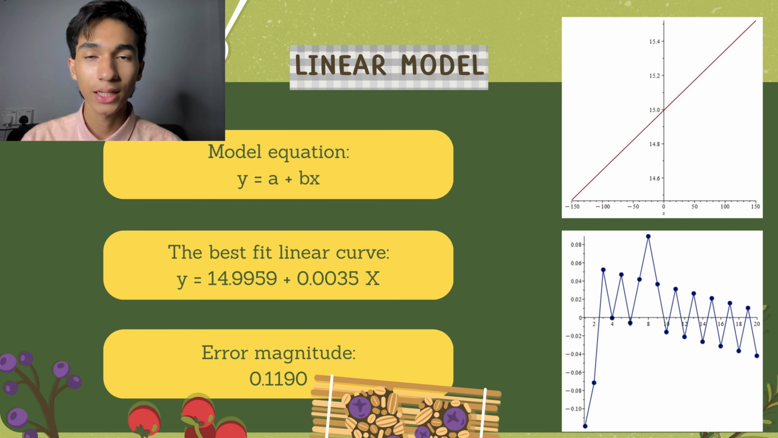So now, let's take a look at the linear model. The linear model follows the form y equals a plus bx. For my dataset, the best fit linear curve was y equals 14.9959 plus 0.0035x. The error magnitude for this model was 0.1190. As you can see in the graph, the line captures the general trend, but not perfectly.